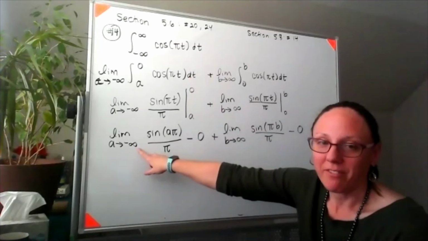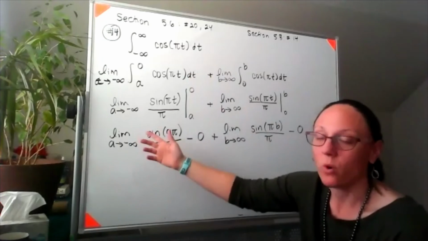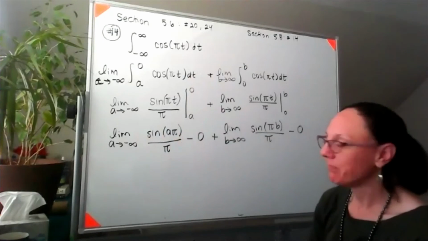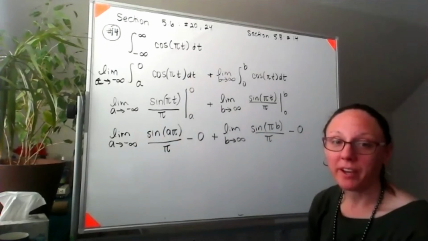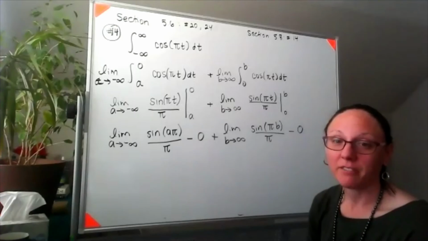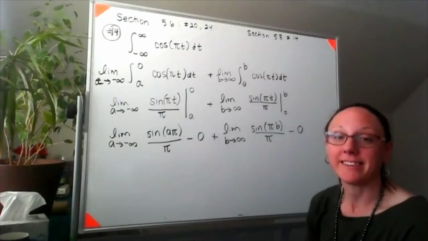If we think back to 17a, the limit as a approaches infinity or negative infinity, for that matter, of sine of infinity, that's undefined. And because that limit is undefined, we're going to say that this integral is undefined. And if it's undefined, the word that we use for the improper integrals is to say that it's divergent.